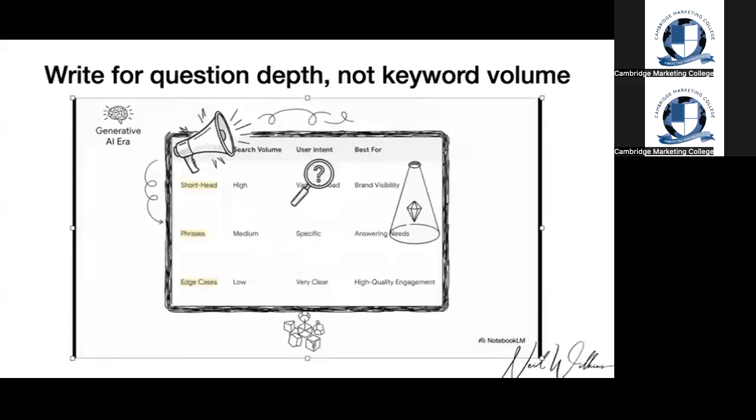This table lays it all out perfectly. You've got your shorthead terms at the top, high volume but vague intent, great for just getting your brand name out there. Then you have phrases, medium volume, specific intent, perfect for answering a direct need. And then you have edge cases, low volume but incredibly clear intent, which leads to really high quality engagement.